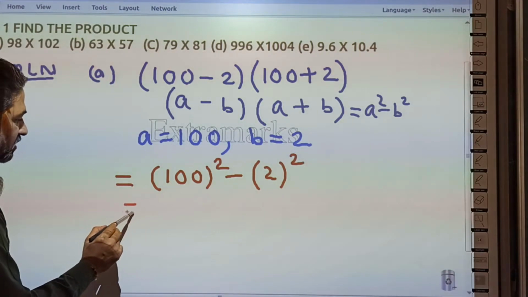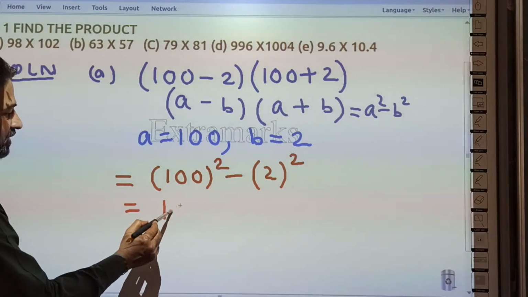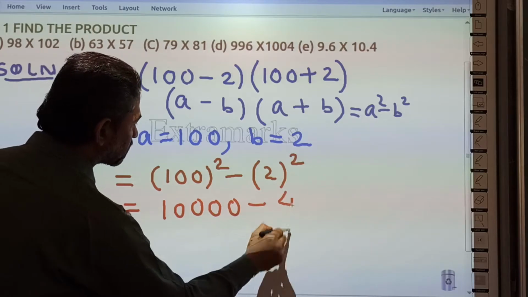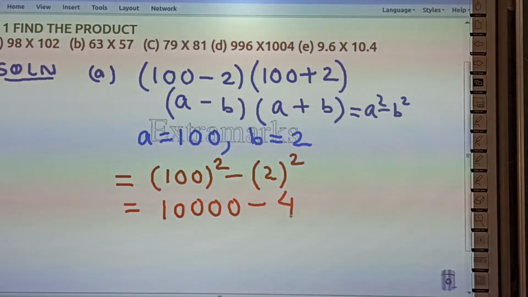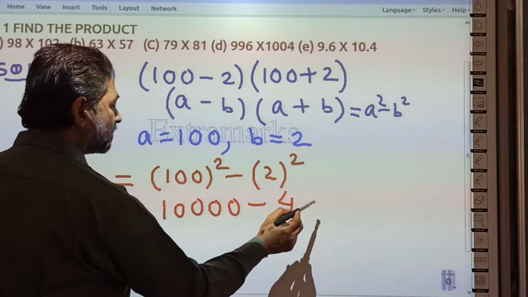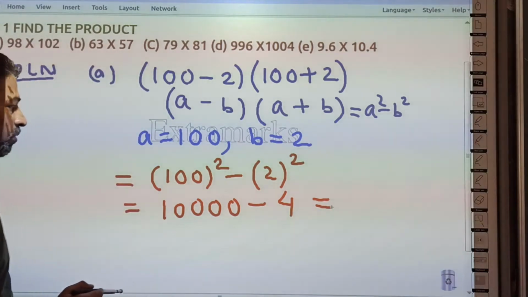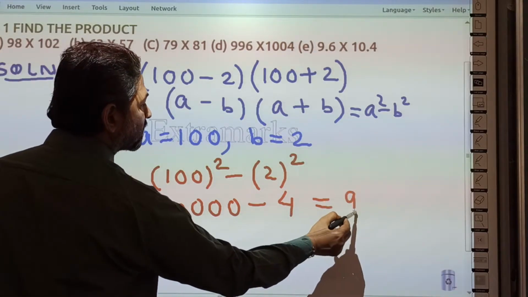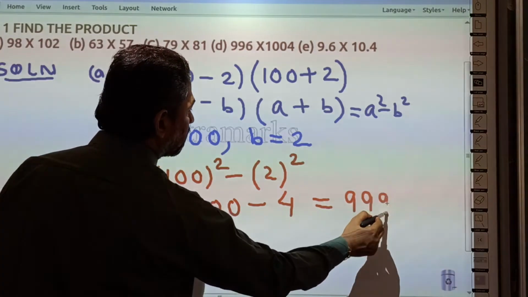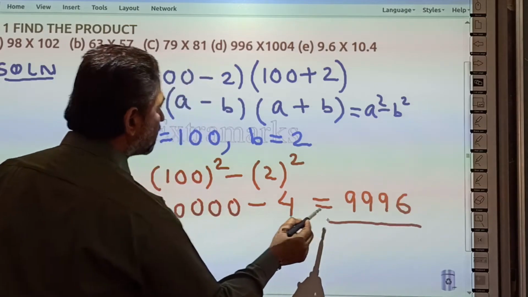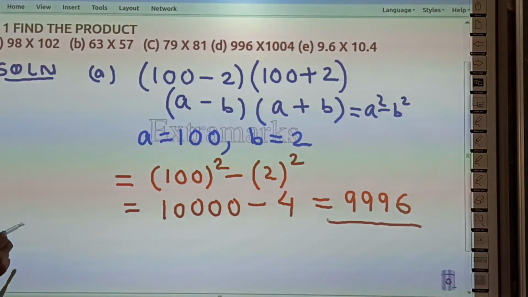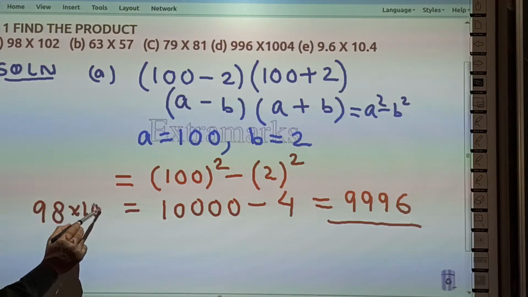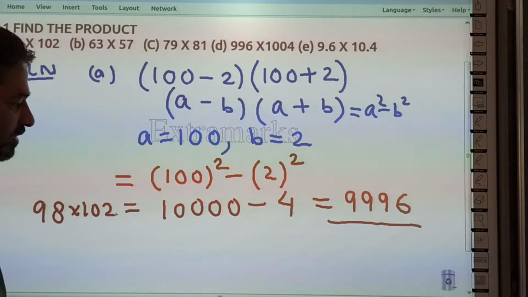Now let's write the square of 100. Square of 100 is 10,000, minus 2 square, which is equal to 4, and 10,000 minus 4 will be 9,996. So 98 into 102 is 9,996. So this is your answer.